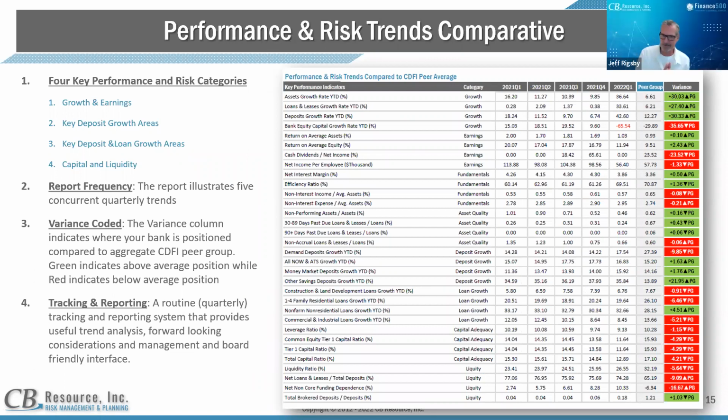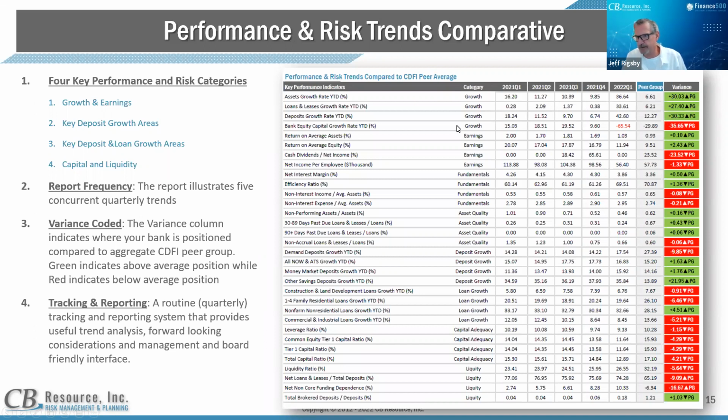So I love this page. This is the bottom half of the executive summary. And if you recall, I said there's 4 components to this report: growth in earnings, fundamentals and asset quality, deposit and loan growth, capital adequacy and liquidity. Within that, this takes all 32 and says, if you're wondering where you plot in each one of those key categories, it gives you your 5-quarter trend. It gives you the peer average in the most recent report, and it spits out a variance.